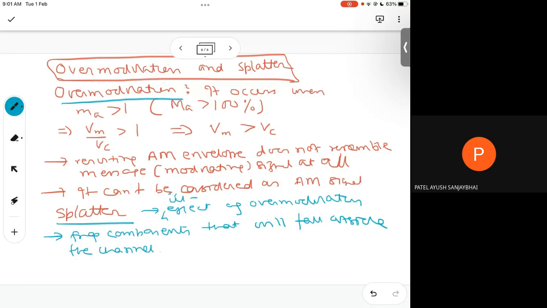Now, if you see, there are various radio stations, AM radio stations, and you tune to one station, then a second station. Like we do in FM, 98.3, then some other frequency, and so on. So if overmodulation is there in AM radio, it means the signal that is being transmitted over one frequency will also go to the other station or other frequency.